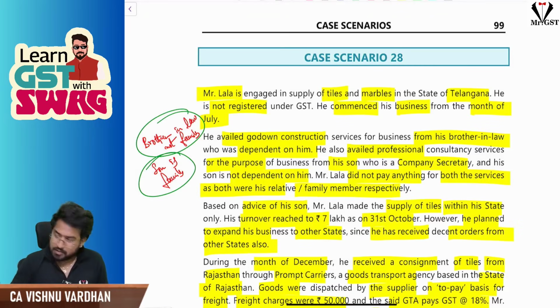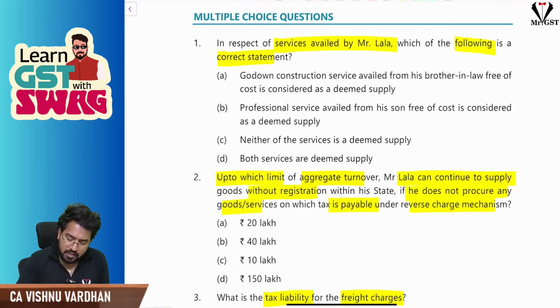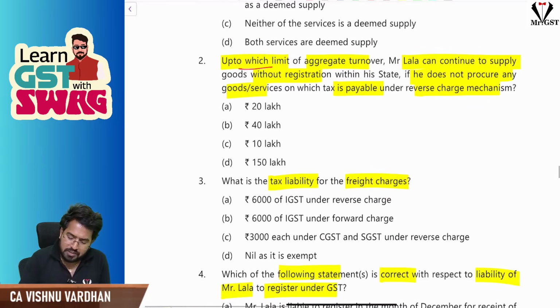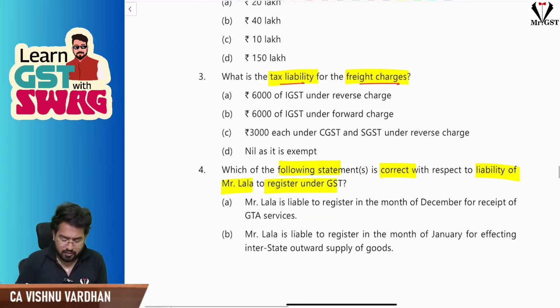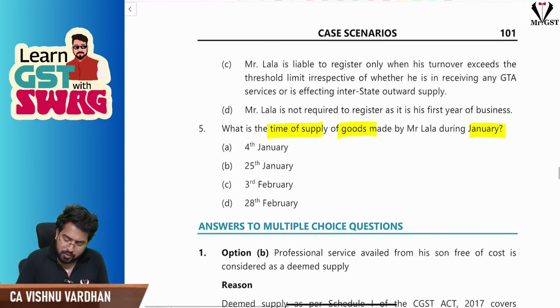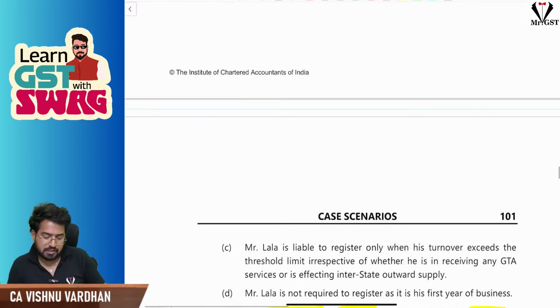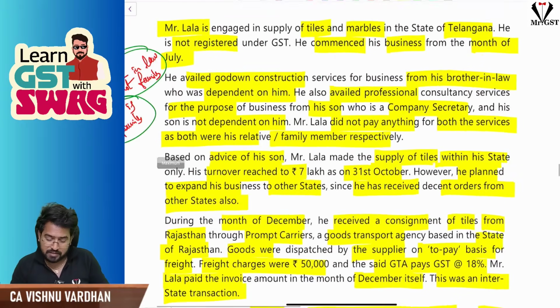So now coming to the next case scenario, see, questions are regarding services availed by Mr. Lala. Which of the following statement is correct? Next, up to which limit aggregate turnover he can continue to supply without registration if he does not procure any goods or services which are liable for RCM. Tax liability for freight charges. Which of the following statement is correct with respect to liability of Mr. Lala to register under GST? And what is the time of supply of goods by him in Jan month? Honestly, I have made two mistakes while reading the question here, that also I'll share. Let us discuss the question.